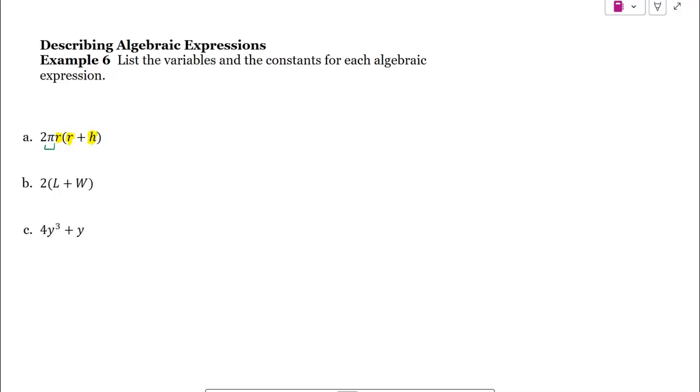A lot of times students think that that's a variable because it's a Greek letter, and often we say that variables are listed as letters. But pi is actually in the place of a number, so we consider it to be a constant. So in this example, the variables are going to be r and h, and the constants are going to be 2 and pi.